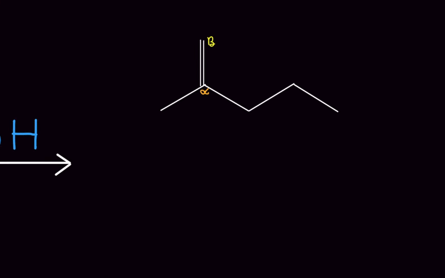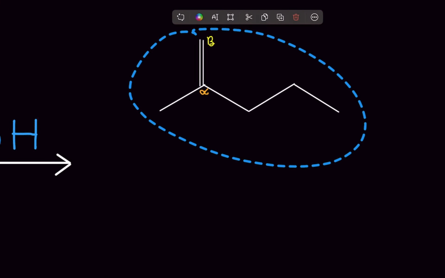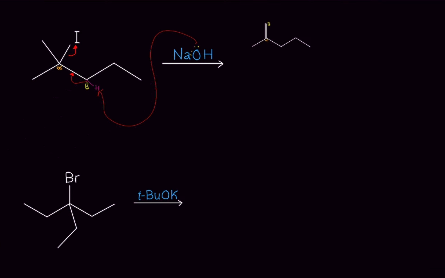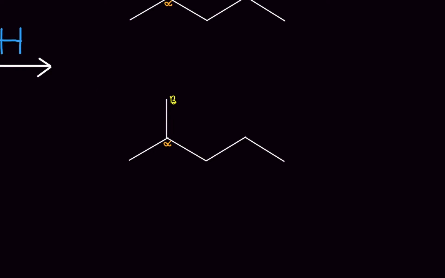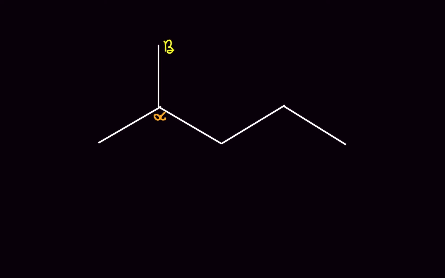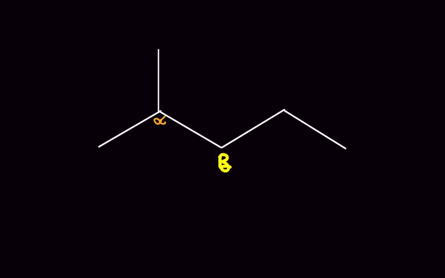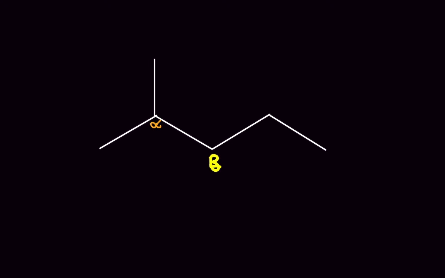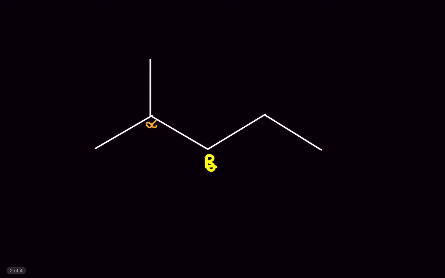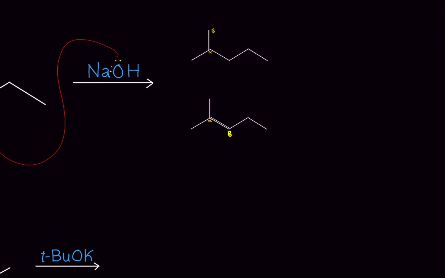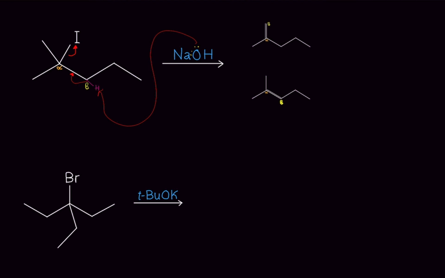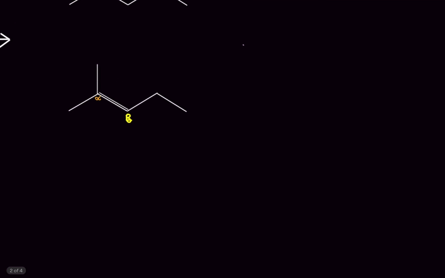Okay. And now let me fix this up. So we are looking at this beta carbon. So the double bond forms between the alpha and beta carbon. So let's draw that in. Like that. And now the leaving group is iodine. So we need to draw that in. Don't forget it. So plus iodine with all its electrons.